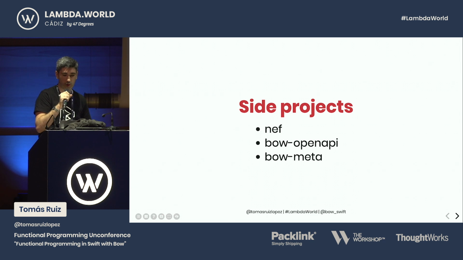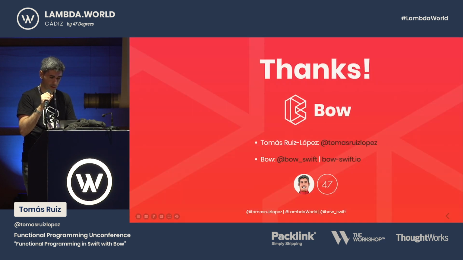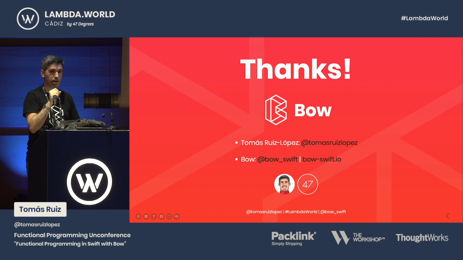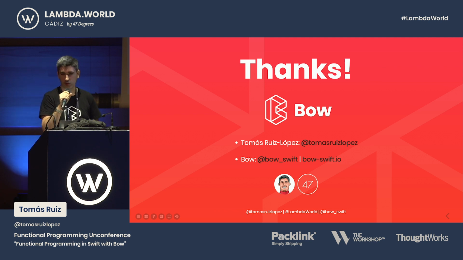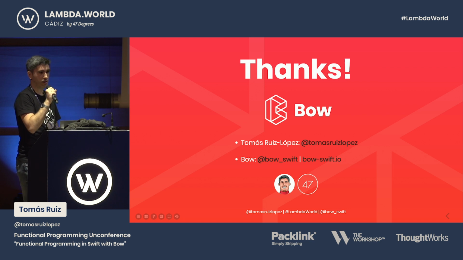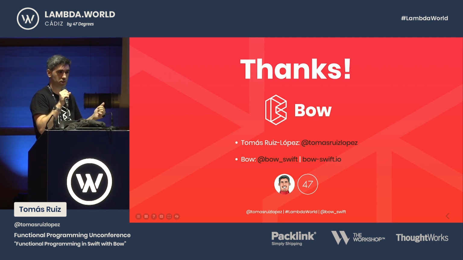Besides Nef, we are working on 2 other side projects. The first one lets us generate a network client from an OpenAPI specification using the Bow effects module that we created. And the last one is Bow Meta, which is a library for metaprogramming that we are using to generate most of the boilerplate involved in some modules of the library. So this is a super quick overview of the library. There are many more things, from utilities to manipulate functions to an entirely new syntax for monad comprehensions that we have developed. And I encourage you to check out the website or the GitHub repo and try whatever new things you learn during the conference using Swift and Bow.